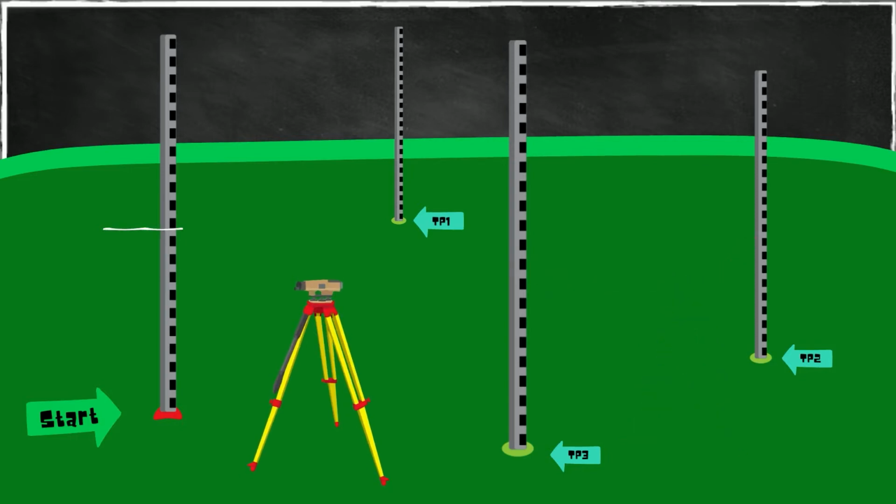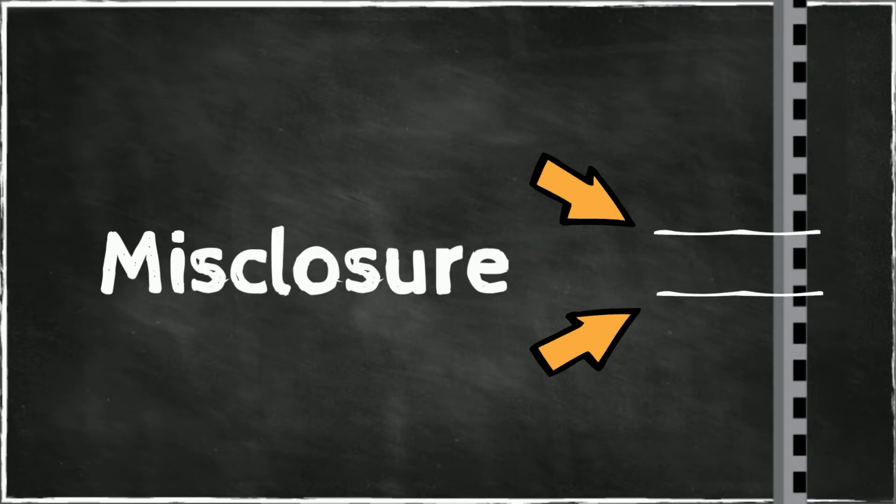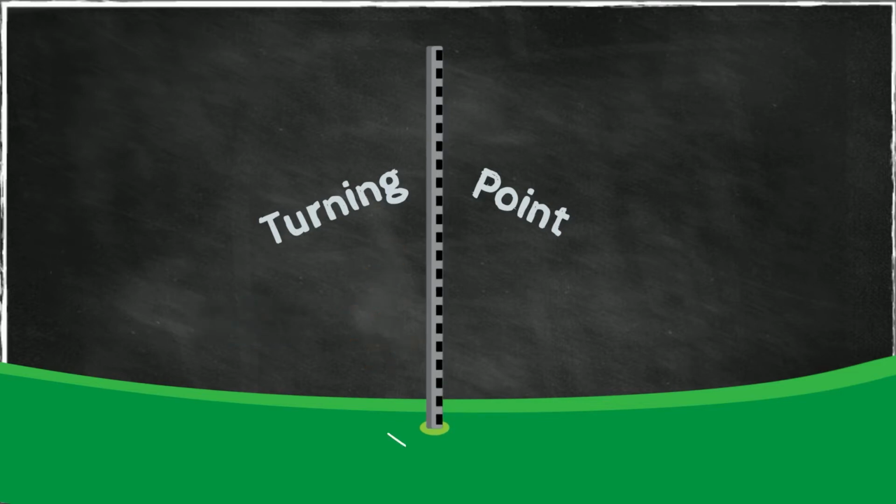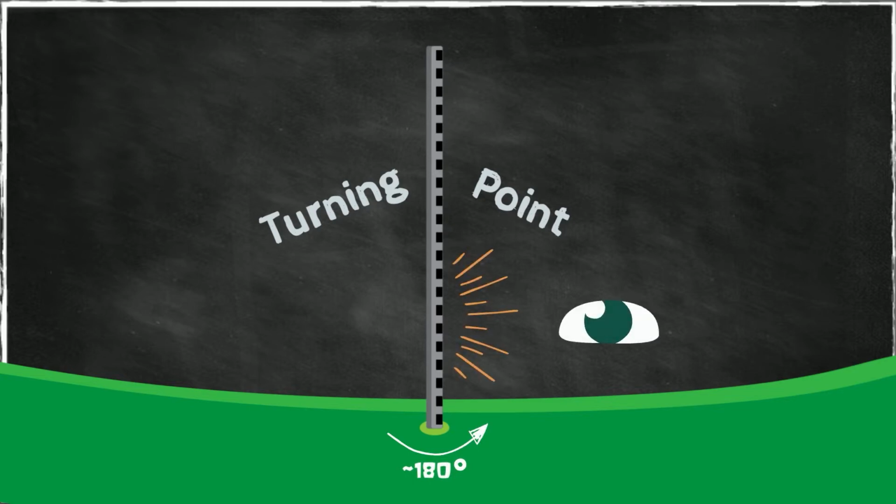If our calculated elevation of the starting point as we come around the loop is different from our given elevation at the beginning, then we have a misclosure that needs to be corrected. And once we have this correction established and applied, we then can calculate the elevations of these points. To repeat something that was mentioned in the previous module, this point is called a turning point because you have to first see this rod from this direction, then you have to turn this around almost 180 degrees so you can see the rod from this direction. So this is why this is called a turning point.